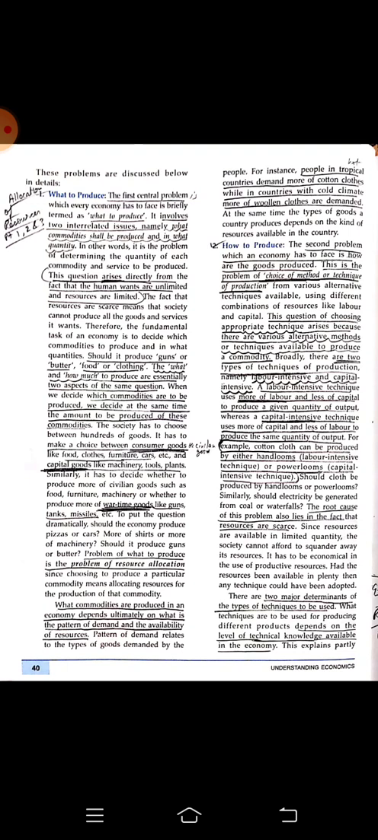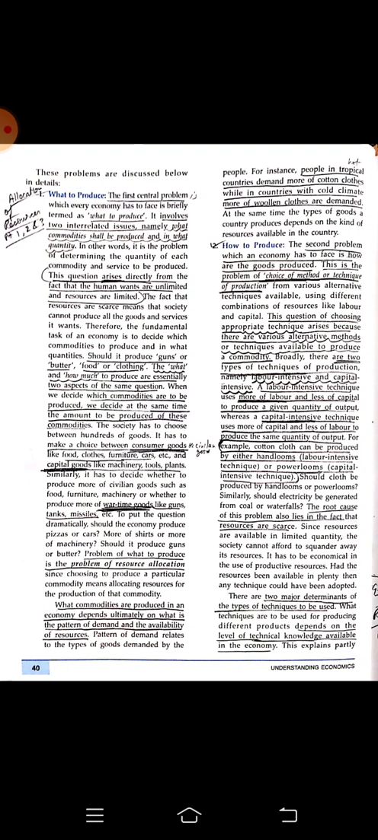The what and how much to produce are essentially two aspects of the same question. When we decide which commodities are to be produced, we decide at the same time the amount to be produced of these commodities. So we have to make a choice between the consumer's good or the capital good. Consumer's goods means goods like food, cloth, furniture, which can be used by the common people.